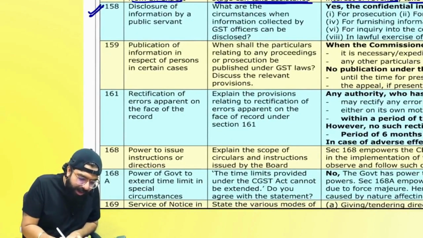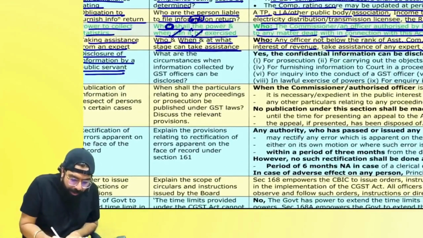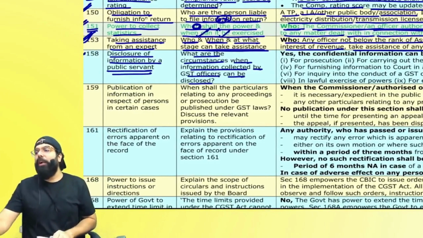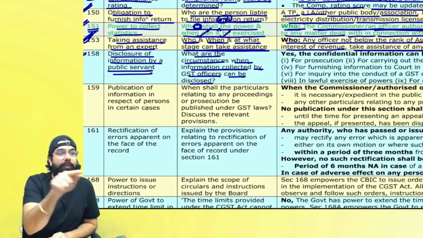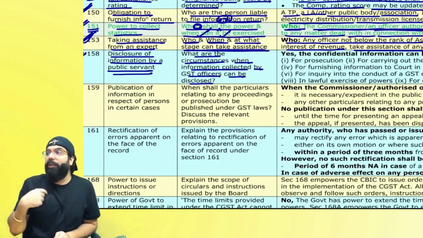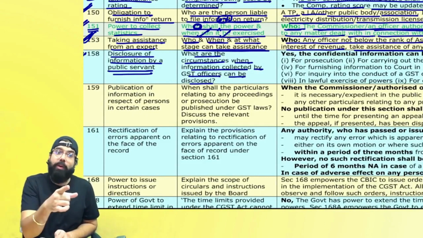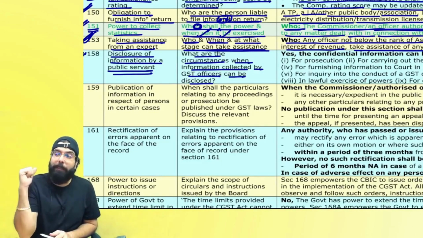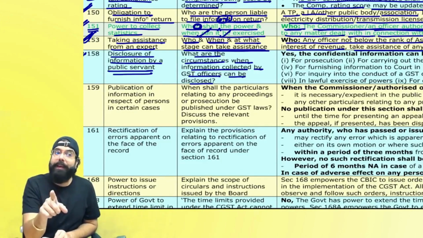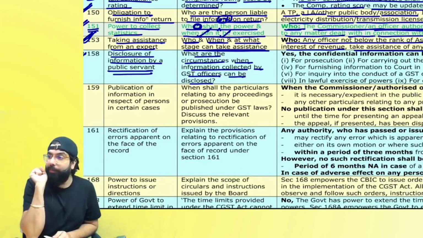Section number 158, disclosure of information by a public servant. What are the circumstances when information collected by the GST officer can be disclosed? A GST officer can never disclose the information, such as your return related information. Why? I hope you remember that in offences and penalties, they can be penalized or they can also be sent to jail. Yes, sir.